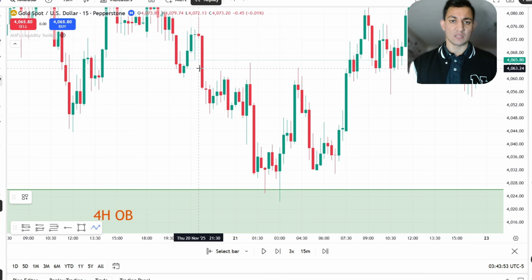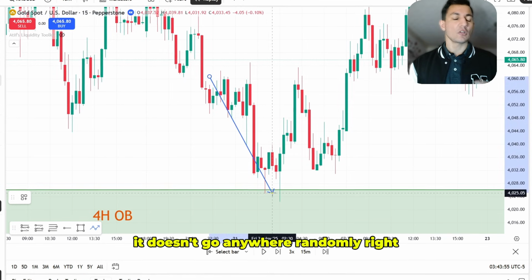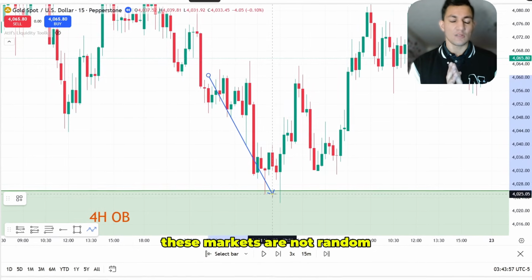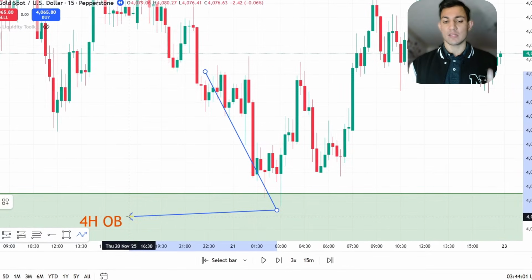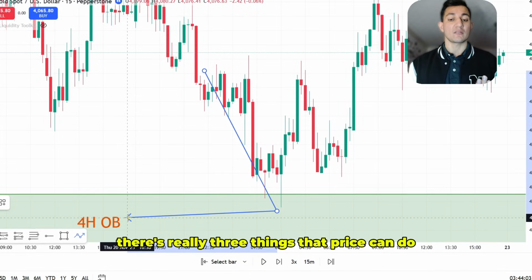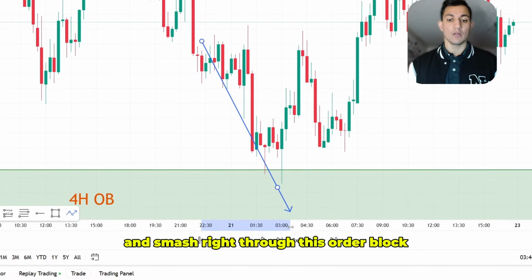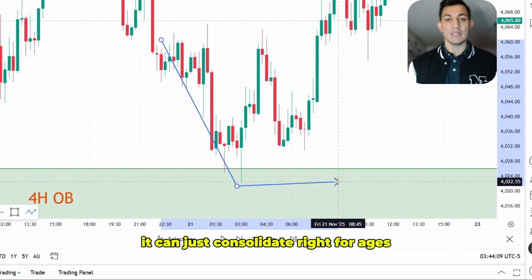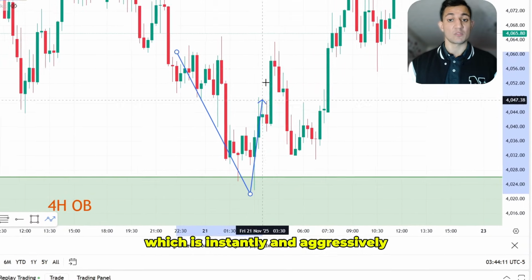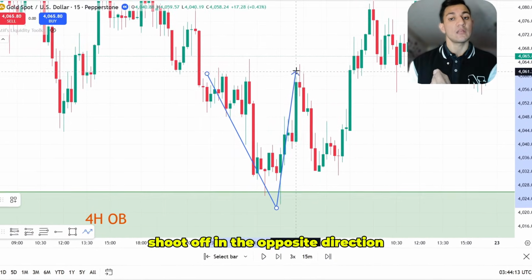So price, and you can see this, right? Price drops down. It doesn't go anywhere randomly, right? These markets are not random. It goes straight into this 4-hour order block. Now, there's really three things that price can do at this point. It can just continue lower and smash right through this order block. It can just consolidate, right, for ages, or it can do what it's done in this case, which is instantly and aggressively shoot off in the opposite direction.